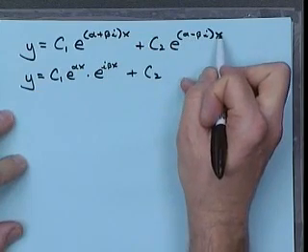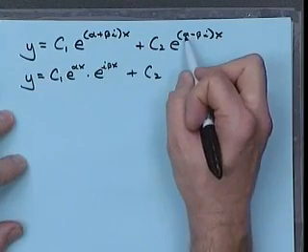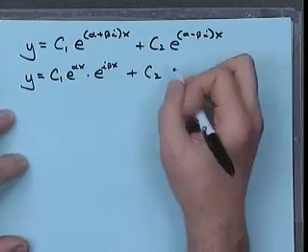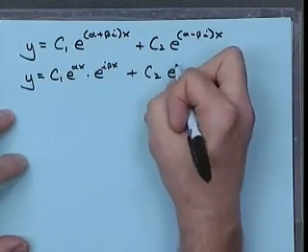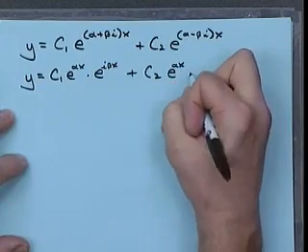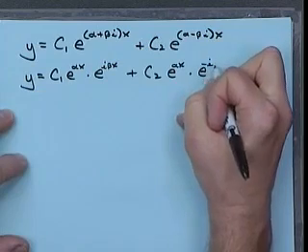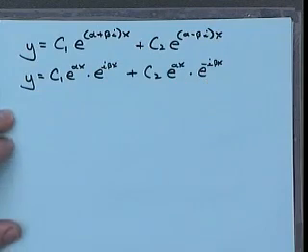Same thing here. I could distribute the x, x times the alpha that's here, and x times the negative beta times i. So that's going to be e to the alpha x times e to the negative i times beta x.